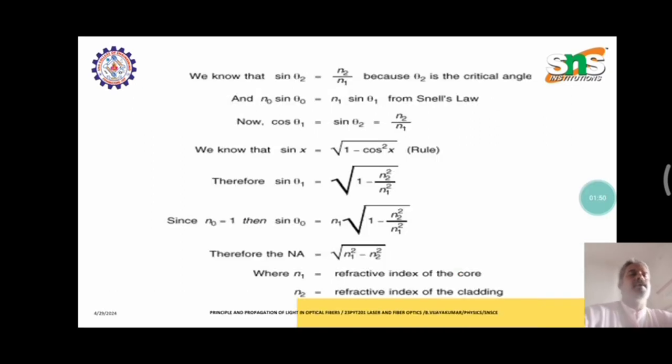Then we start the derivation for finding the numerical aperture and acceptance angle. Applying Snell's law at points A and B, we get the numerical aperture equal to the root of n1 squared minus n2 squared, in terms of three different refractive indices: n0 is the refractive index of air, n1 is the refractive index of the core, and n2 is the refractive index of the cladding. For the optical fiber, the two refractive indices n1 and n2 are very important, especially n1, because that is the refractive index of the core.